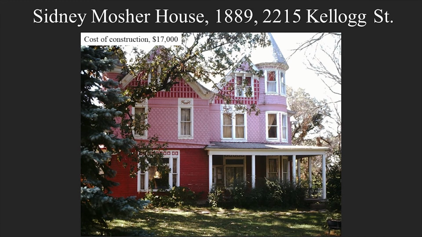The Sidney Moser House was built in 1889 at 2215 Kellogg Street at a whopping price tag of $17,000. This is when it was pink. I don't remember pink. It's been white my whole life.